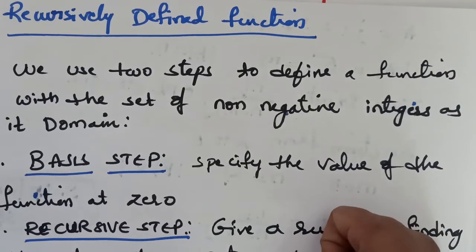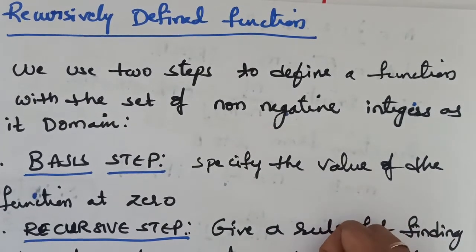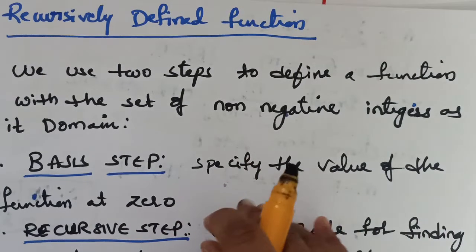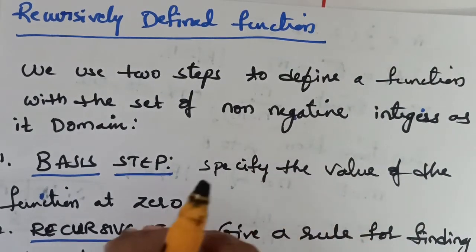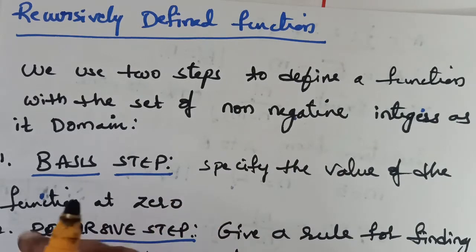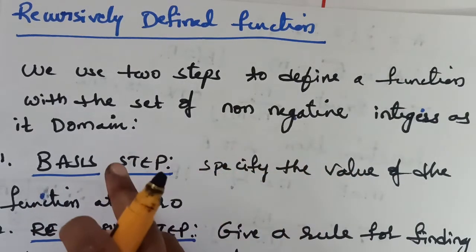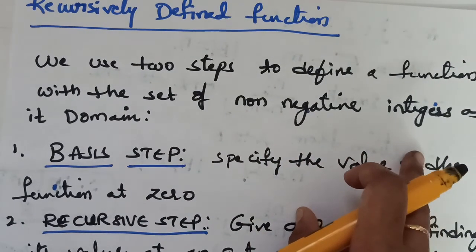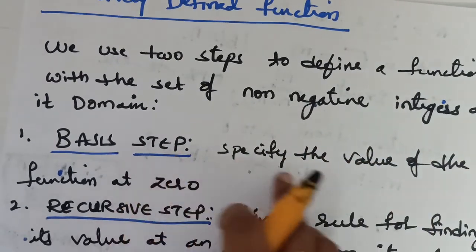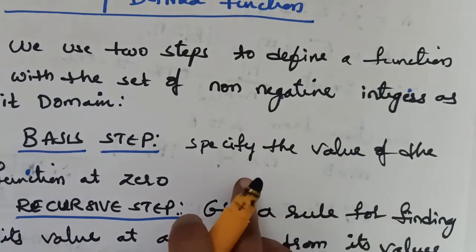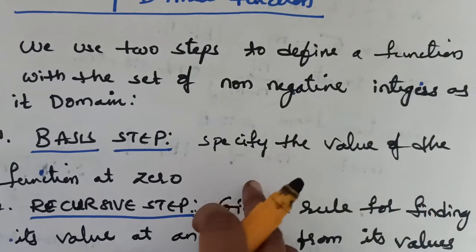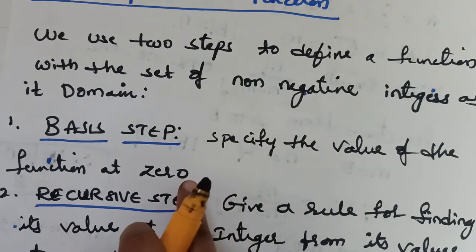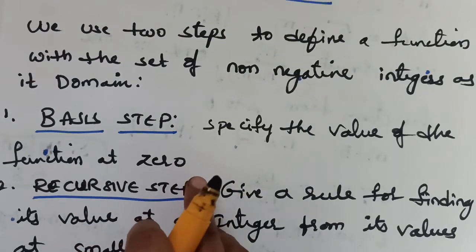Hello everyone. In this session we'll discuss recursively defined functions. So what is a recursively defined function? To define this function we use two steps to define a function with the set of non-negative integers as its domain. The first step is the basis step. In this basis step we specify the value of the function at 0. So at 0 you need to find out the value of the given function.